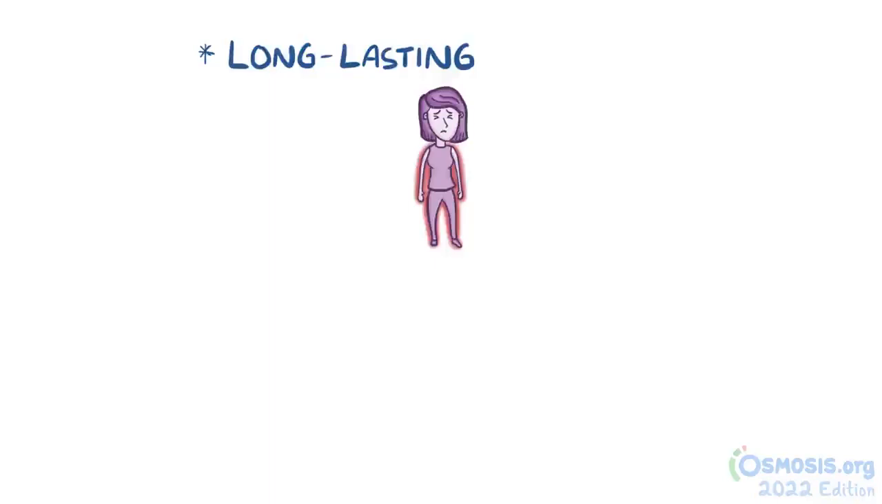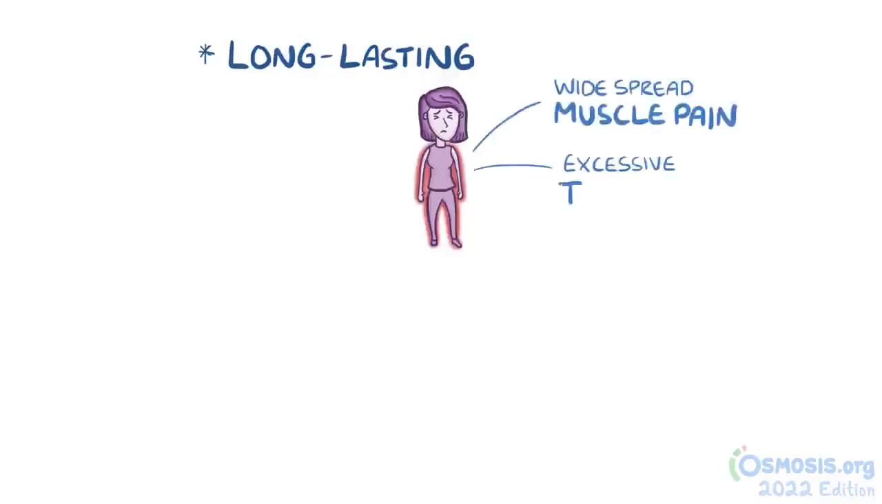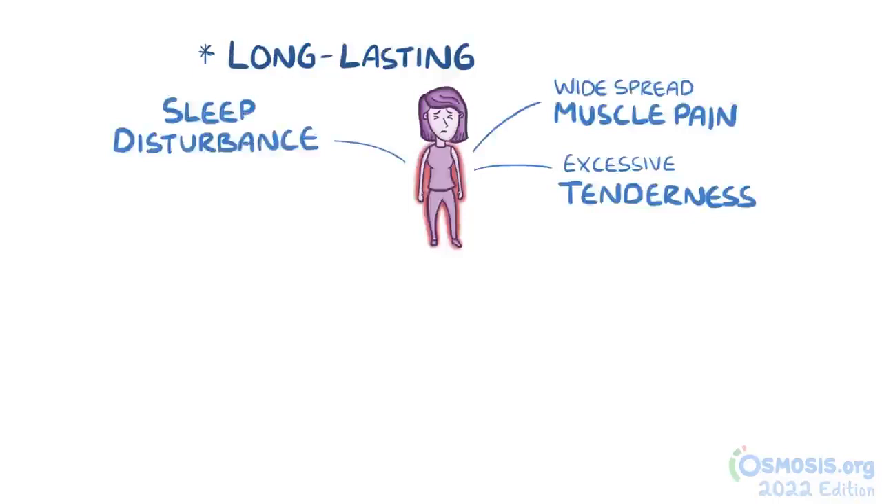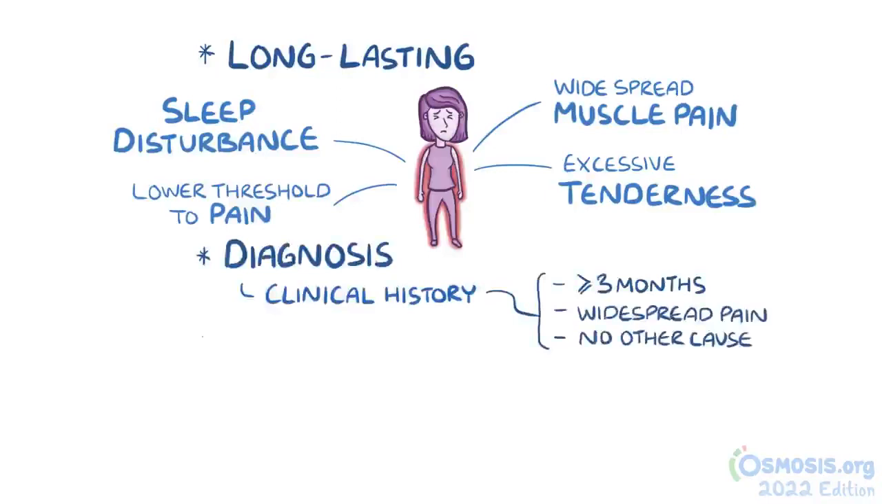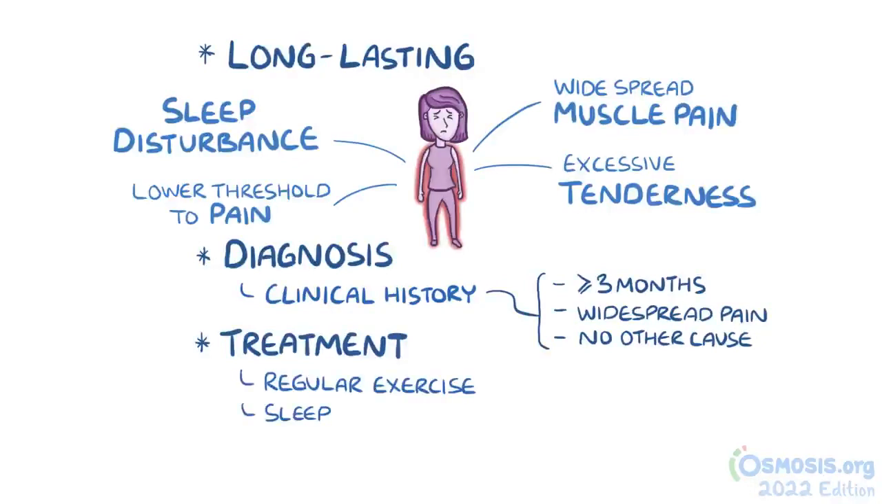Alright, so as a quick recap, fibromyalgia is a long-lasting condition that causes widespread muscle pain, excessive tenderness in many areas of the body, and sleep disturbances. And people with fibromyalgia have a lower threshold to pain. The diagnosis is often made with a clinical history, which shows over 3 months of widespread pain that cannot be due to another disorder. Treatment of fibromyalgia involves easing symptoms to improve quality of life. In some people, regular exercise and sleep may reduce pain and fatigue. In other people, antidepressants like SNRIs can reduce the symptoms.